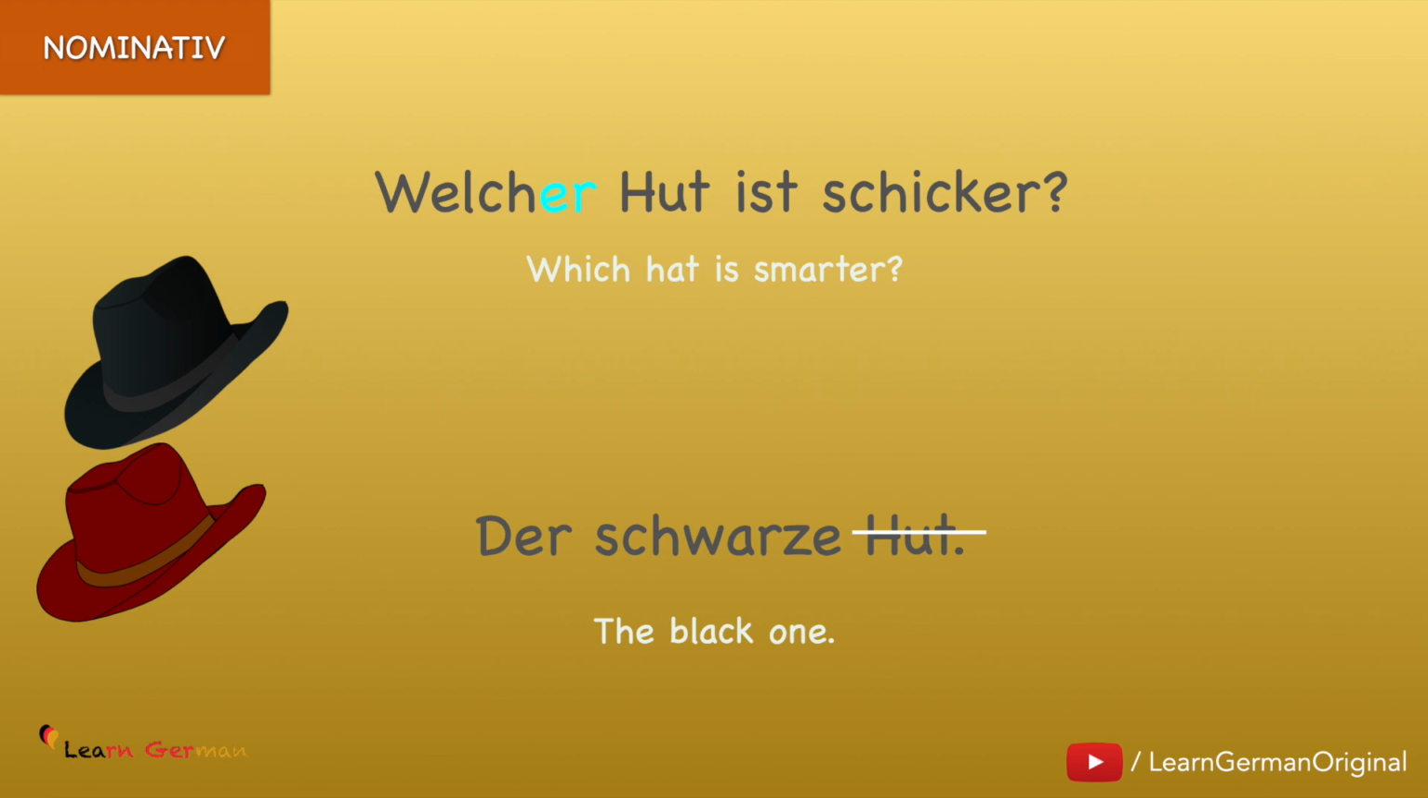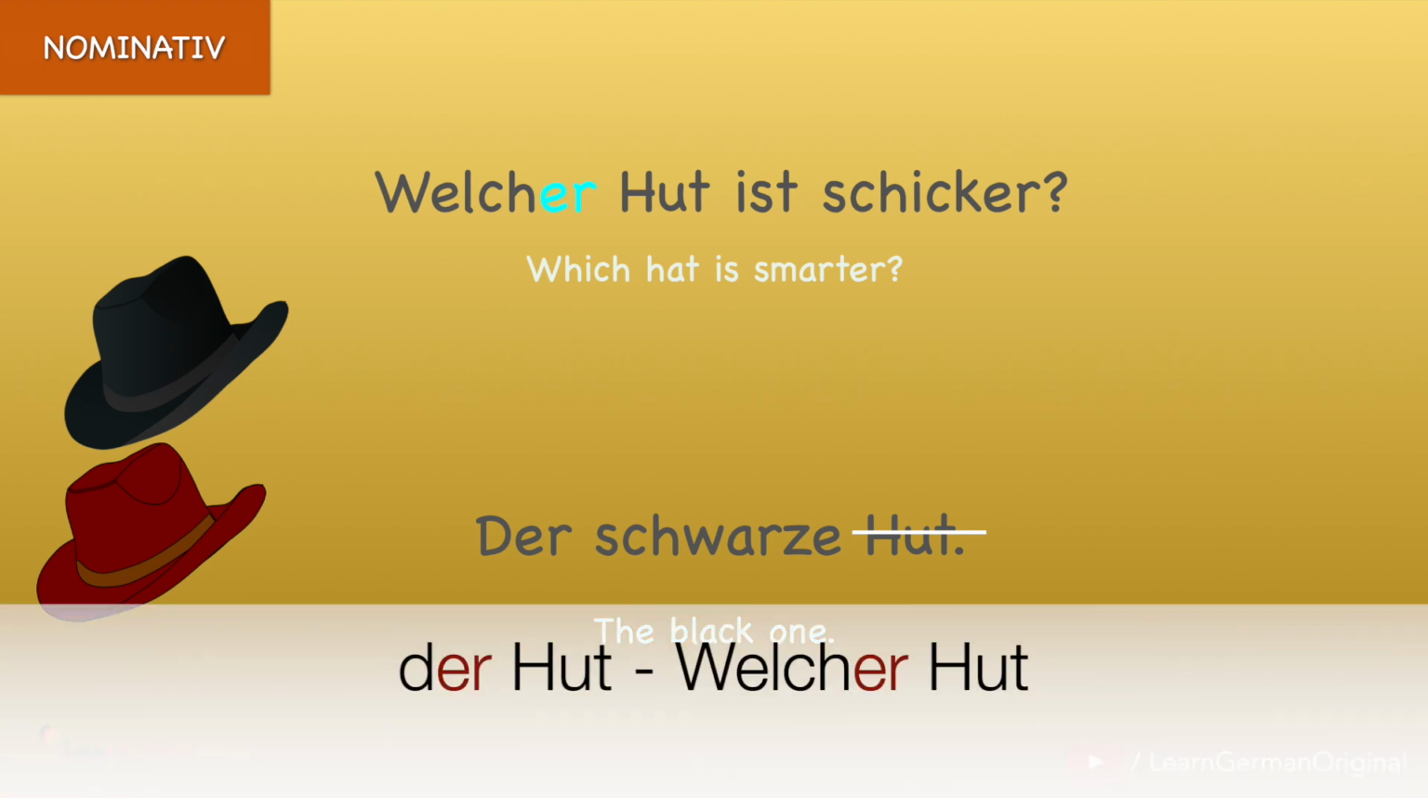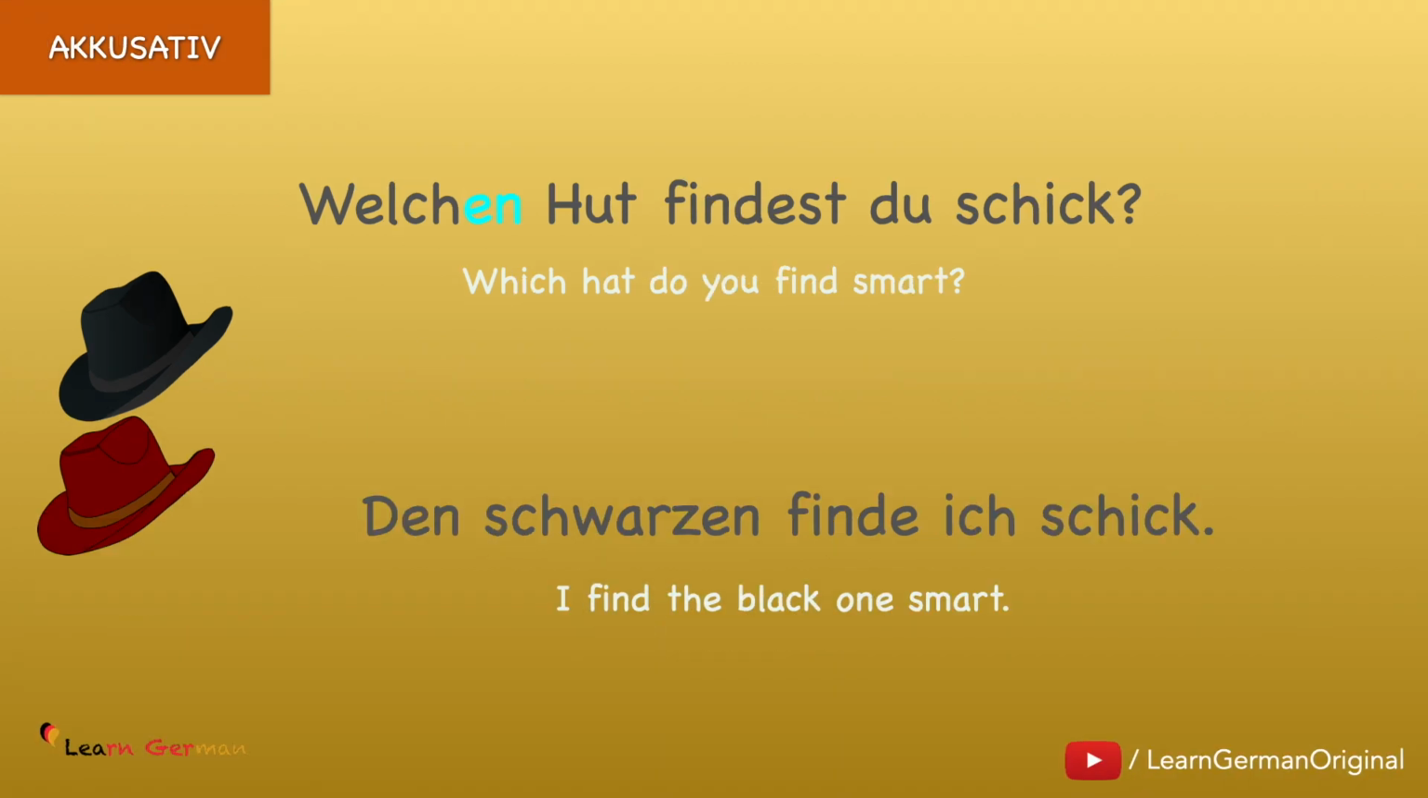Welcher Hut ist schicker? In this case, article for Hut is der Hut. So basically, welcher takes the ending er from the article der. Let's look at the answer. Der schwarze Hut. You can also just simply say der schwarze. Let's move on to the next case.